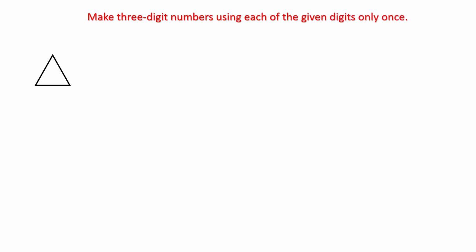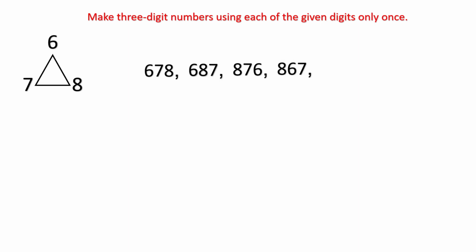Make 3-digit numbers using each of the given digits only once. Given digits are 6, 8, 7. We make 3-digit numbers from 600: 678 and 687. From 800 we make 876 and 867. From 700 we make 768 and 786.